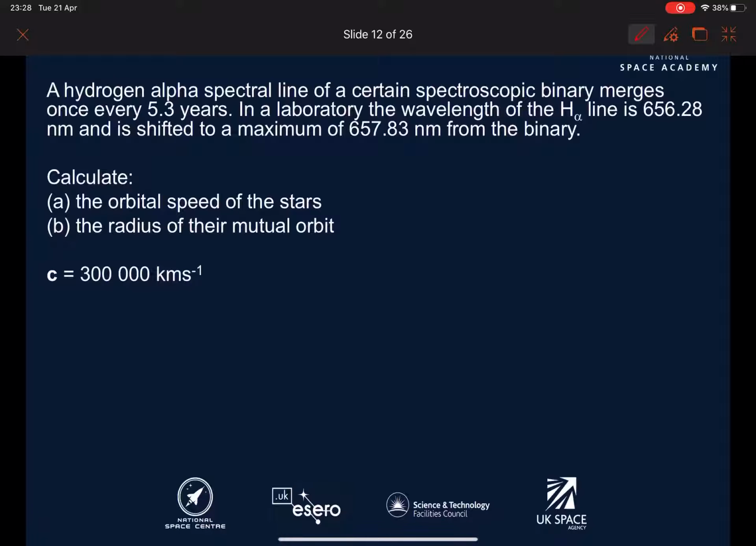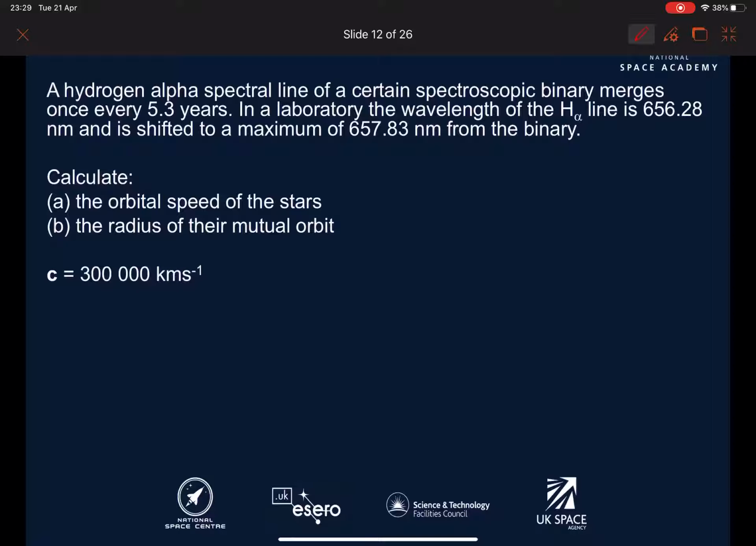So another question you may get, and again, feel free to pause and have a go at this, pause the video here, try and work it out, and then press play again when you think you have that. This is slightly more complicated than the last question. It talks about the hydrogen alpha spectral line again. It tells us that it merges once every 5.3 years. That means those lines are in the correct place from both stars every 5.3 years.